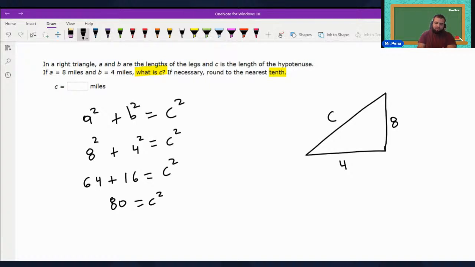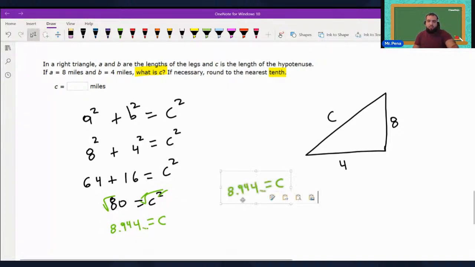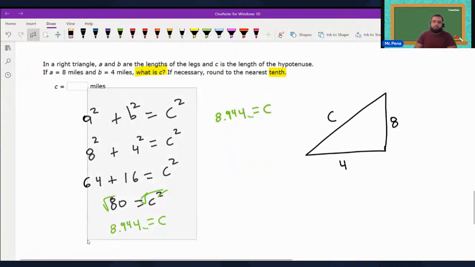Now, I believe that is not a perfect square. The square root of 80, and you have to square both sides. C equals 8.944, and then it goes on forever. But that's not your final answer. Please pay attention to our process of estimation. We are going to round.